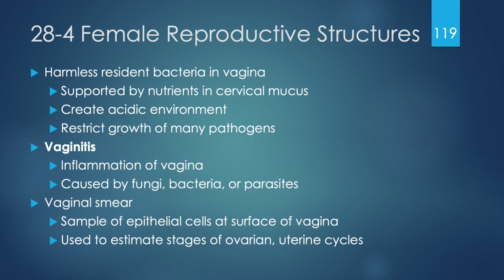Within the vagina, there are multiple different bacteria populations that live, and these are harmless residents of the vagina. So they cause no problems in and of themselves and actually are part of the normal flora of the vagina. So these are supported by nutrients in the cervical mucus and create an acidic environment, which is important for producing an environment in which not many pathogens can live.